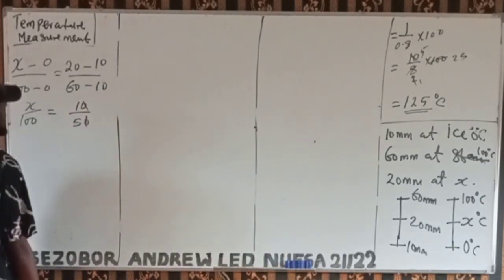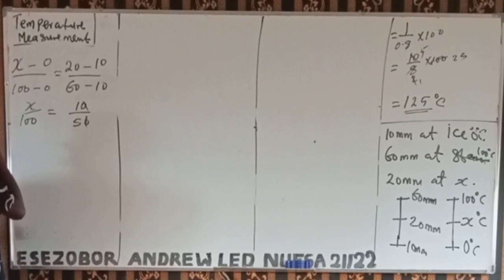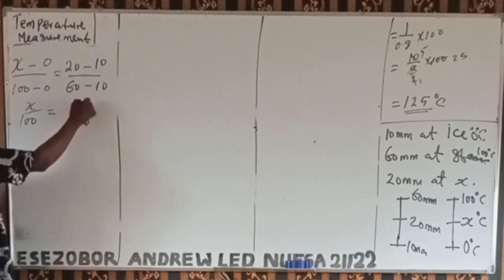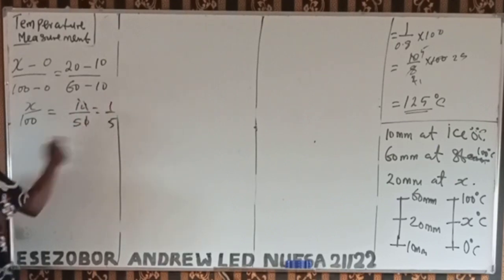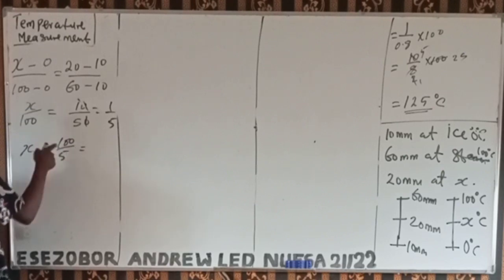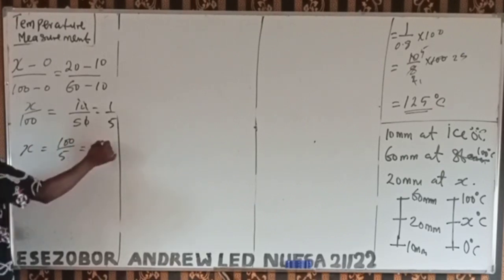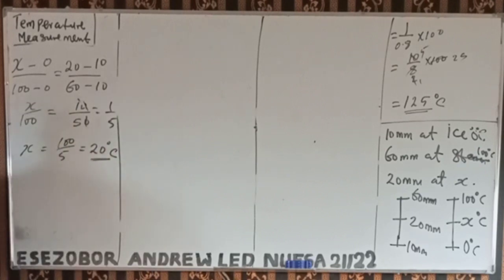So it will give us 0.2. Let us multiply 100 times, this 0 will cancel 0, so this one has to be 1 over 5. So 100 times 1, we have s equal to 100 over 5. 100 divided by 5 is 20 degrees Celsius. So 20 millimeters will correspond to 20 degrees Celsius.